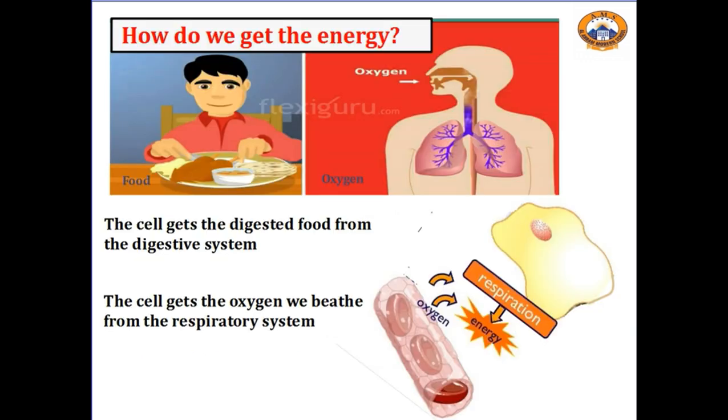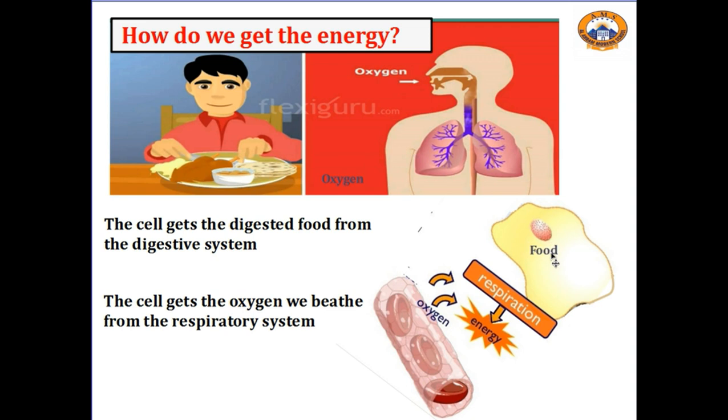How can we get that energy? The energy is produced inside your body cells. You knew from lesson 1 that when you eat food, it passes through your digestive system and it's completely digested in the small intestine. When it's fully digested, the blood absorbs this digested food from the small intestine and carries it to all your body cells.